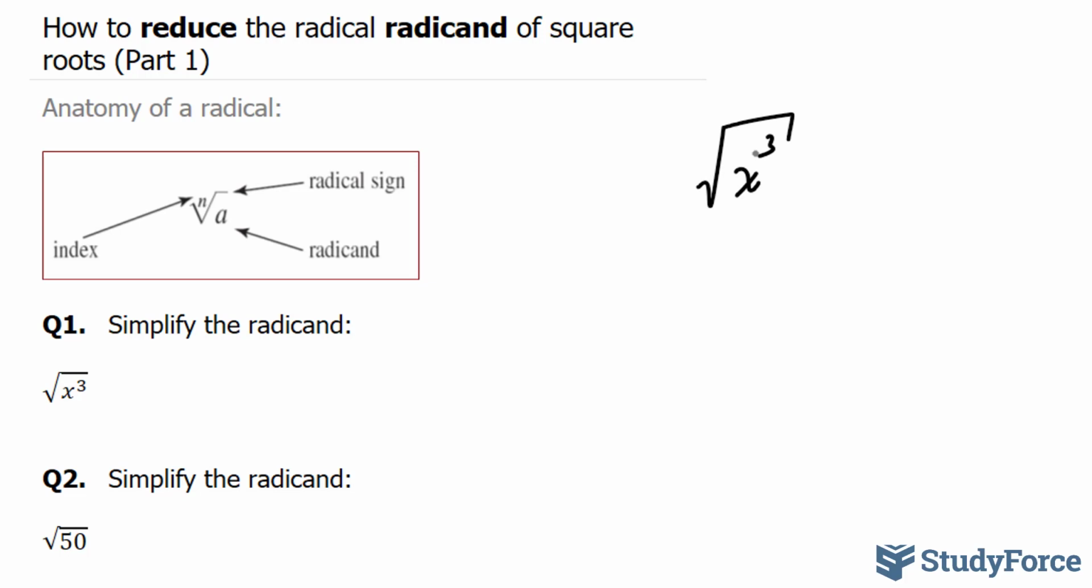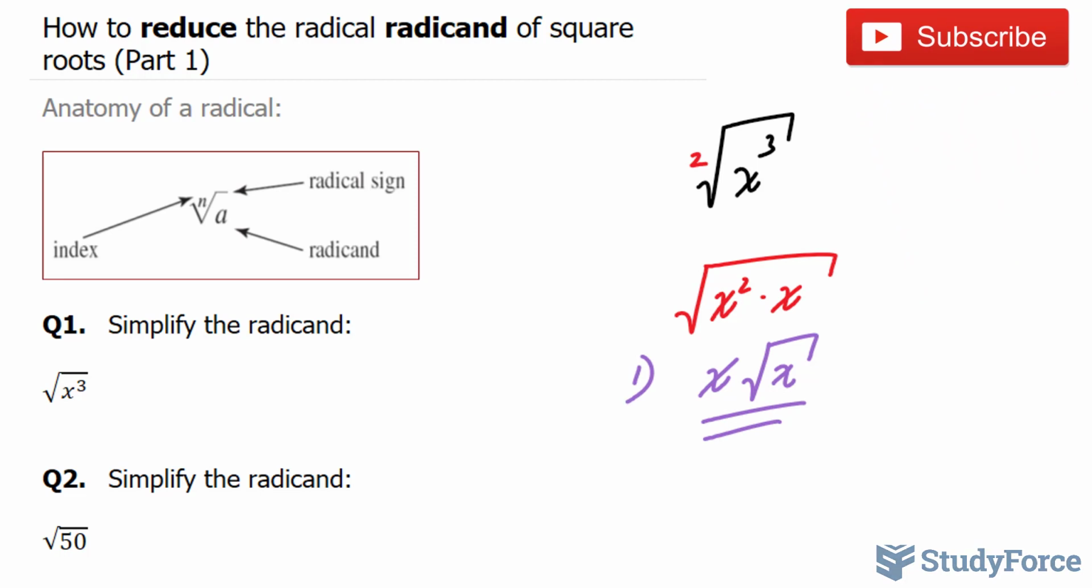To do this, notice that your index is not written. Therefore, we assume that it's a 2. What this tells us is that we need to reduce the radicand x to the power of 3 so that it's a perfect square. And here's how to do that. You take this x to the power of 3 and break it down into x to the power of 2 and x. And what this will do is cause this x to the power of 2 to become simply x. And what's remaining inside of this radical is the remaining x. We have just reduced the radicand from x to the power of 3 to x. Question 1 is done. Let's move on to question 2.